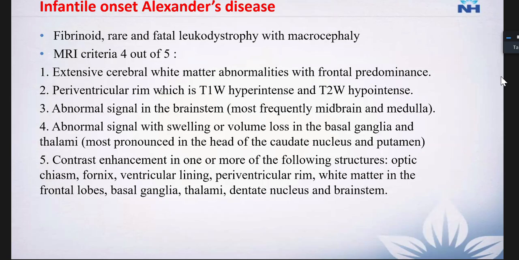So on MRI, 4 out of 5 criteria fulfill the label of infantile onset Alexander disease. You will see cerebral white matter abnormality with frontal predominance. You will see a periventricular rim which is T1 hyperintense and T2 hypointense. You might see abnormality in the brainstem. You will see abnormal swelling or volume loss in the basal ganglia, and sometimes cystic lesions also. And you might see contrast enhancement in the optic nerves, periventricular rim, or white matter in the frontal lobes, which were present in our case. So this was infantile onset Alexander disease.